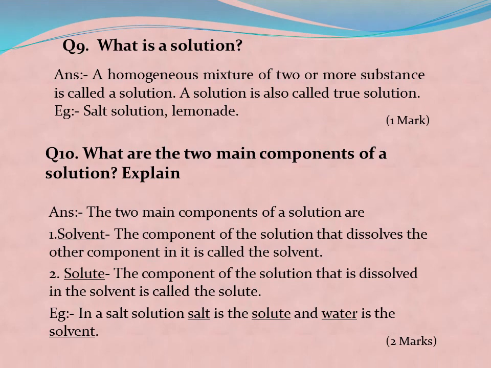Question number 9. What is a solution? Answer: a homogeneous mixture of two or more substances is called a solution. A solution is also called a true solution. Example: salt solution, lemonade.